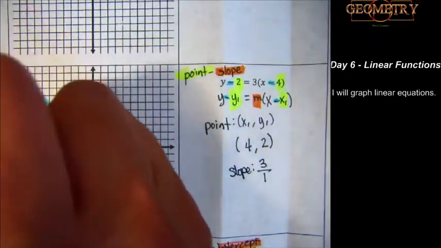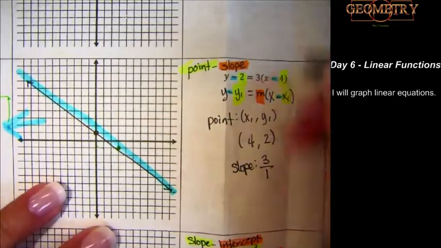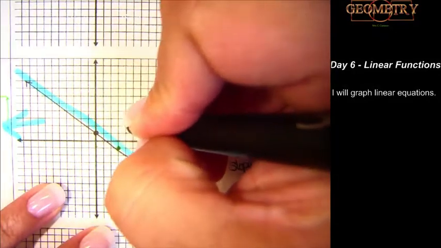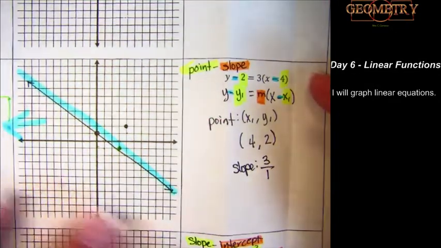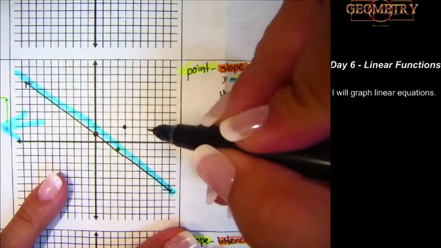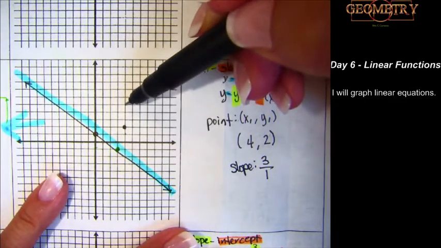this one is that graph. All right, so we're going to start at 4, 2. 1, 2, 3, 4, 1, 2. And then we're going to go up 3 to the right 1. From that point that I graphed. From this point. 1, 2, 3, 1.